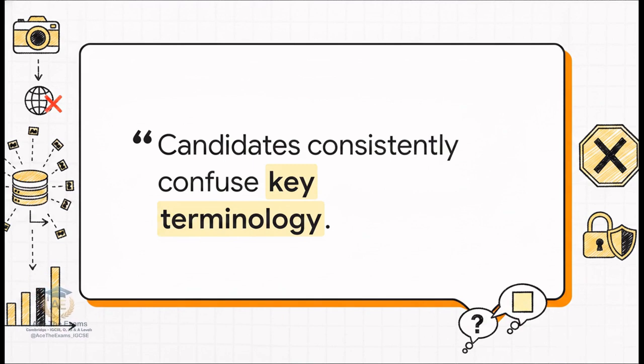For instance, when a student writes something like, "The company aggregated the photo's location," the examiner instantly knows that student doesn't actually understand the syllabus. Think about it. You cannot aggregate a single photo's location. You remove the geotag. Now, you might aggregate the location data of 1 million different photos to see which city is the most popular tourist destination, but the terminology must match the action precisely. Always define your terms mentally or explicitly in your introduction before you start building your main argument.